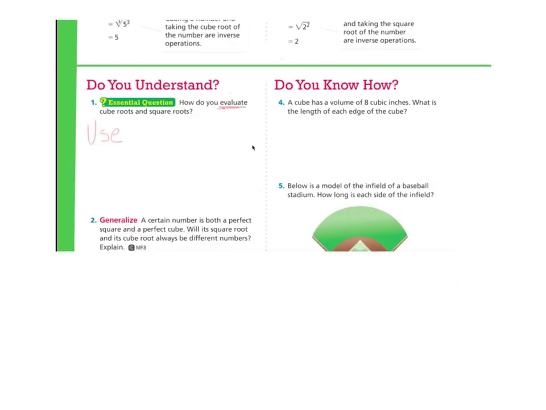So let's use our calculator, right? Remembering, when we find a square root, that's really just some number times that same number. When we're finding cube roots, right, it's really some number times the same number times the same number, 3 times to give us that cube root, all right?